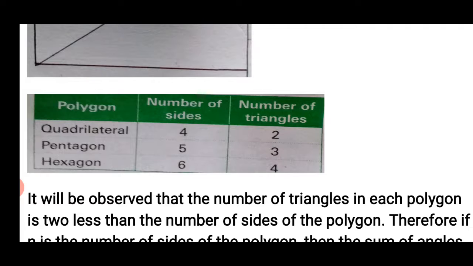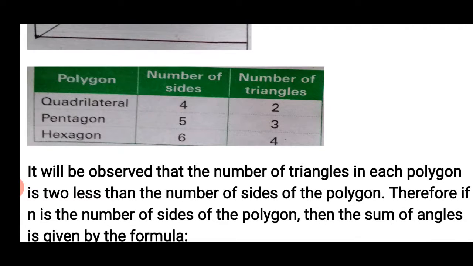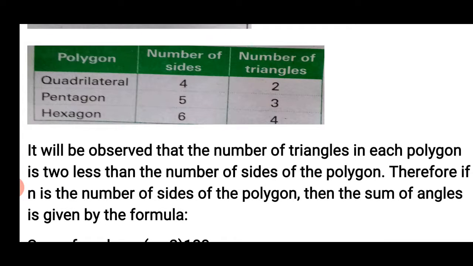If you are to join a vertex to other vertices of a heptagon, we are going to obtain 5 triangles. We obtain 6 triangles in an octagon, we are going to obtain 7 triangles in a nonagon, and so on and so forth. So it will be observed that the number of triangles in each polygon is 2 less than the number of sides of the polygon.